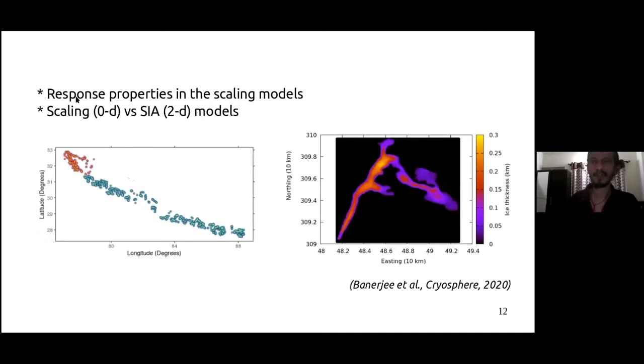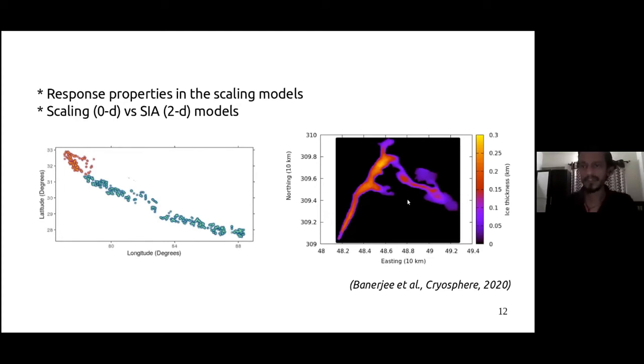But what has not been done is that nobody has looked at what the C and tau are that the scaling models imply. So we thought we would look at the response properties within the scaling model and compare with a more detailed model we implemented in a computer code, what I just talked about. We ran this model for all the glaciers in the Himalaya larger than 2 square kilometers, which is about 700 glaciers.